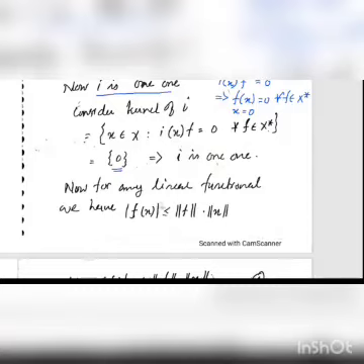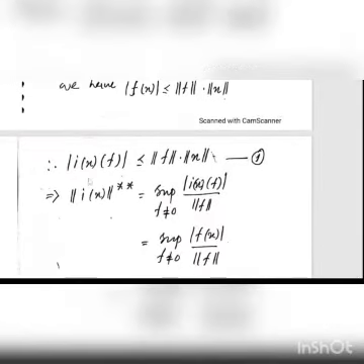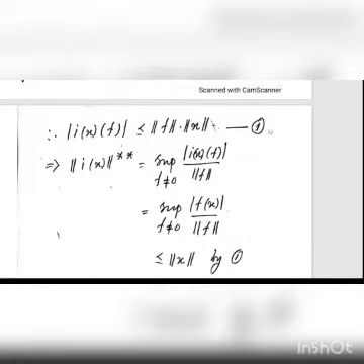Now for any linear functional we have modulus of f of x less than or equal to norm of f into norm of x. So in particular ix of f is also less than or equal to norm of f into norm of x. Call this equation 1. Now what should be the norm of ix in X double star?